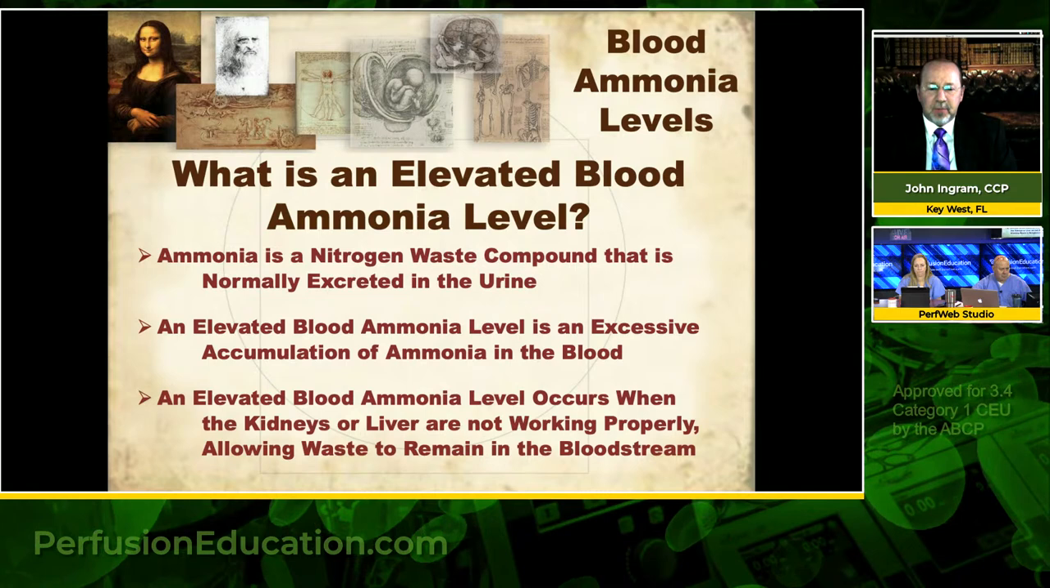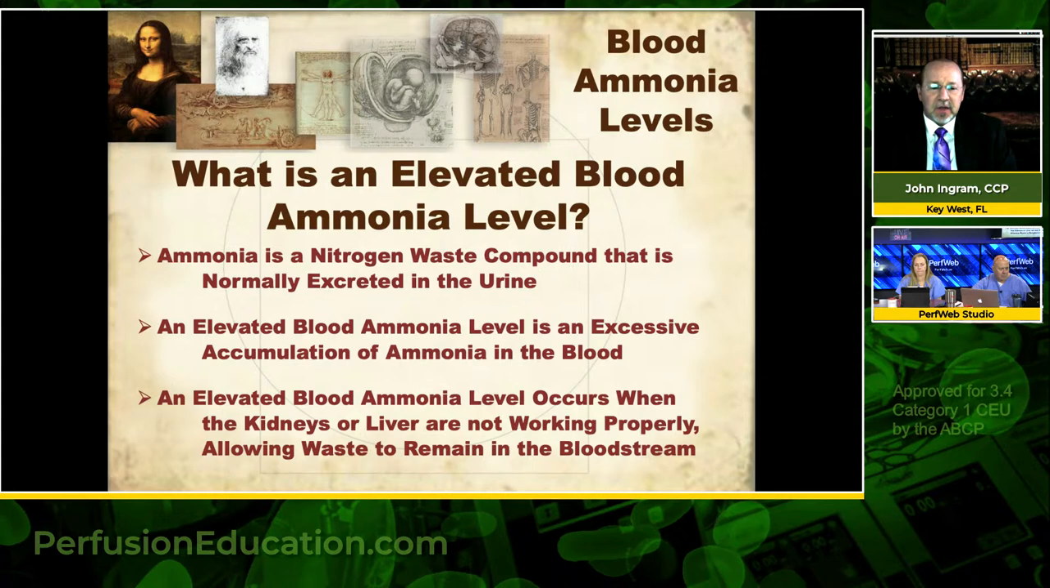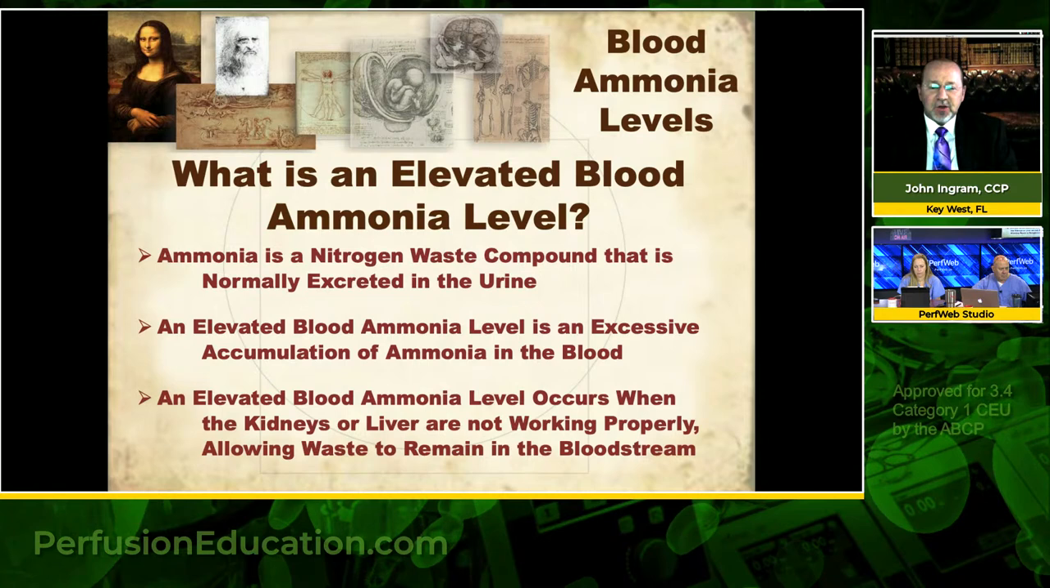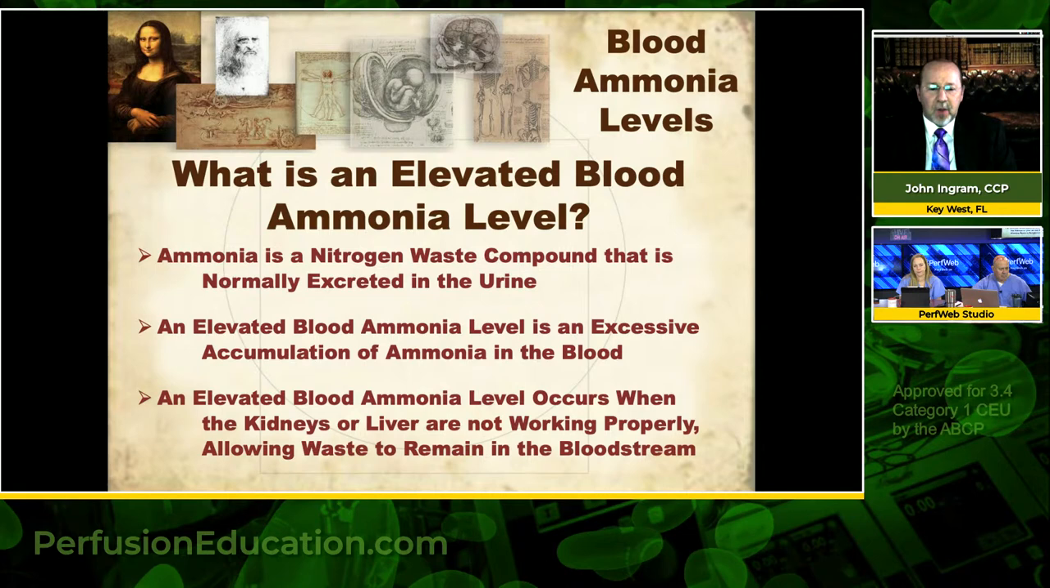Why is someone's ammonia level high? That's going to tell you that the kidneys and the liver, one or both, are not functioning properly to eliminate this waste appropriately. And so therefore, if they're not working properly, there's going to be a higher level of ammonia waste in the blood.